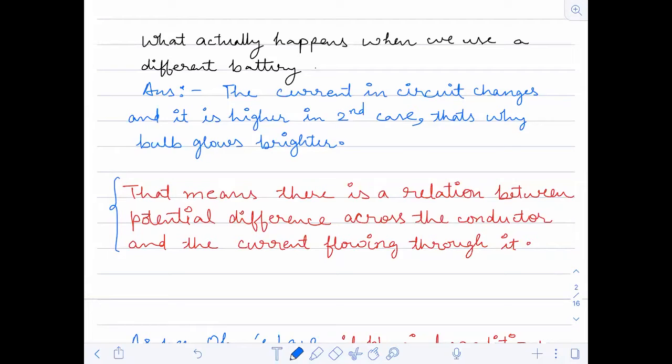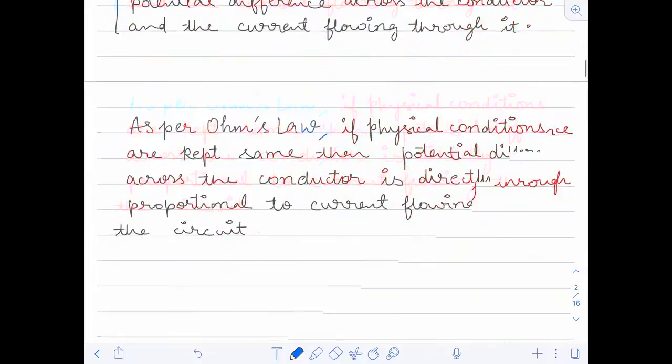Now, there is a relation between the current and the potential difference across the conductor. Ohm gave that relation. Experimentally he found out that relation. So this is the statement.